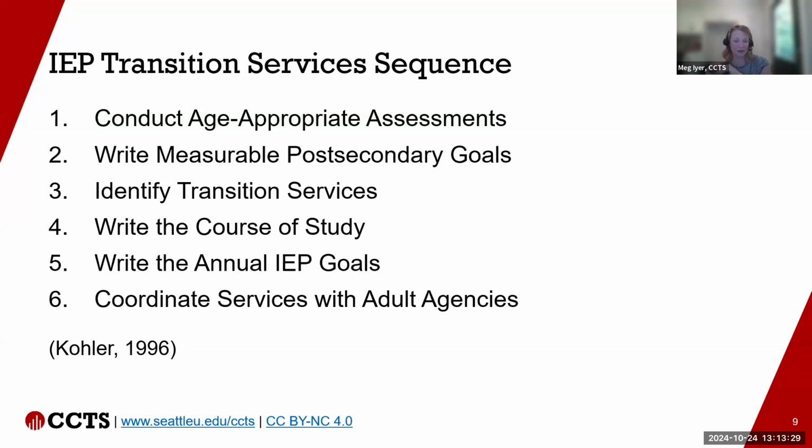The transition component becomes a framework for the rest of the IEP so that the student can make a successful transition to post-secondary living. The IEP is, of course, revisited and adjusted at each annual meeting based on new data and present levels of performance.